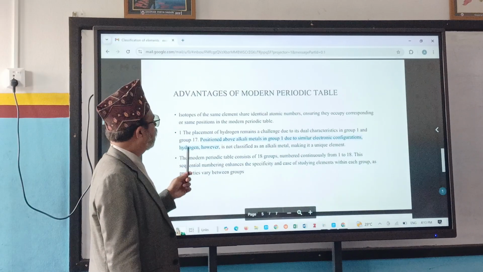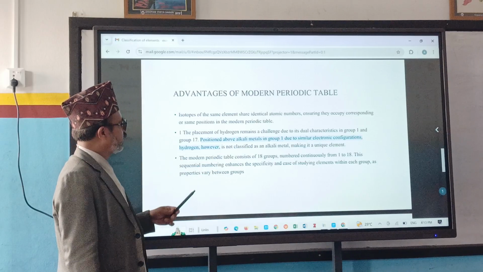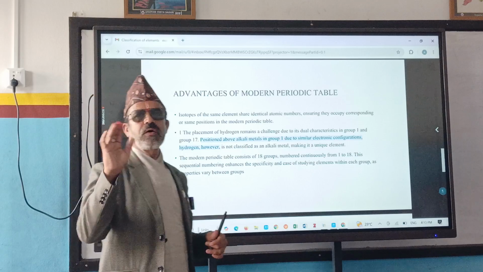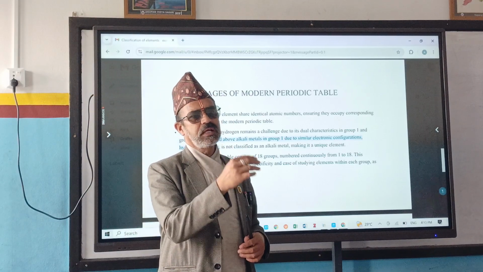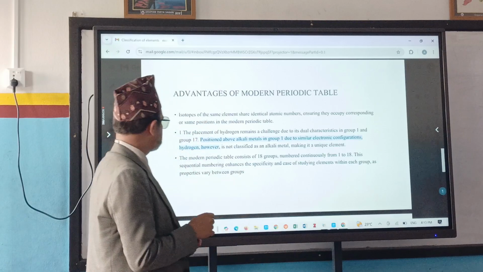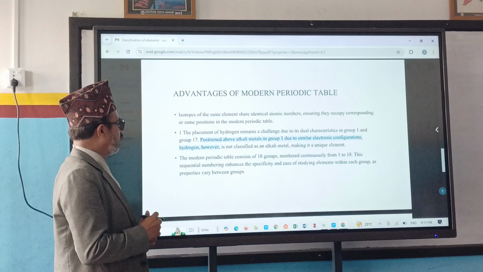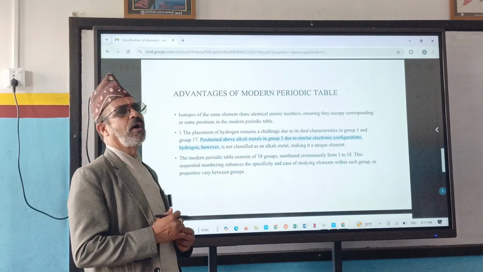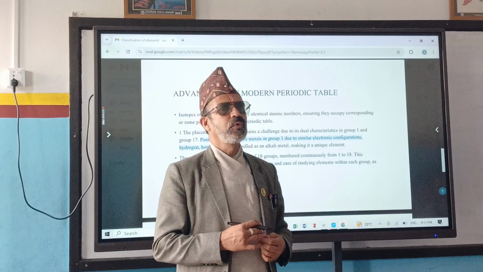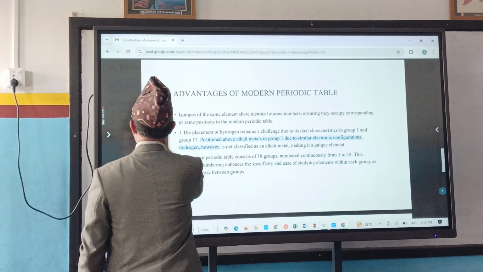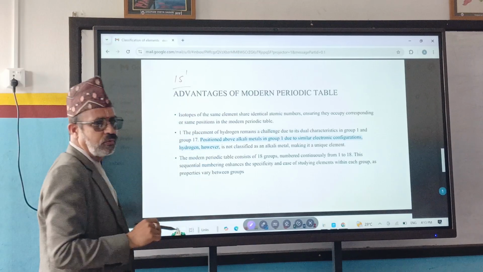Here are some advantages of the modern periodic table. Number one, there is no problem for isotopes because isotopes have the same atomic number. If same atomic number, they are kept in the same group, same place. And hydrogen is kept in group 1A. Why? Because its electronic configuration is similar to 1A. That means its electronic configuration is 1s1.